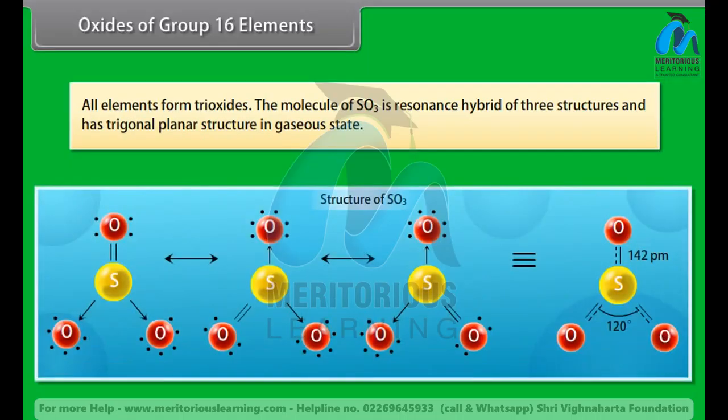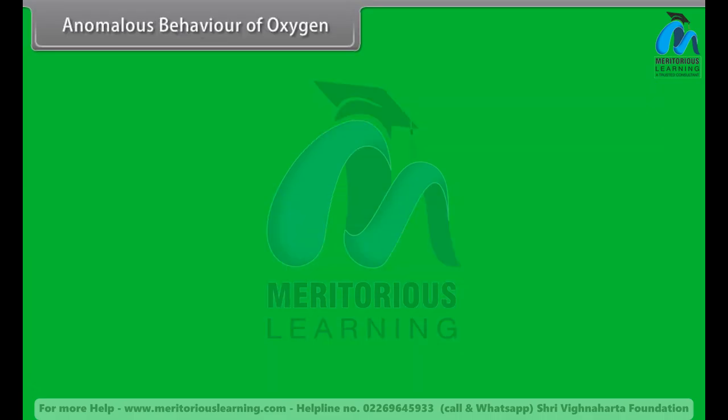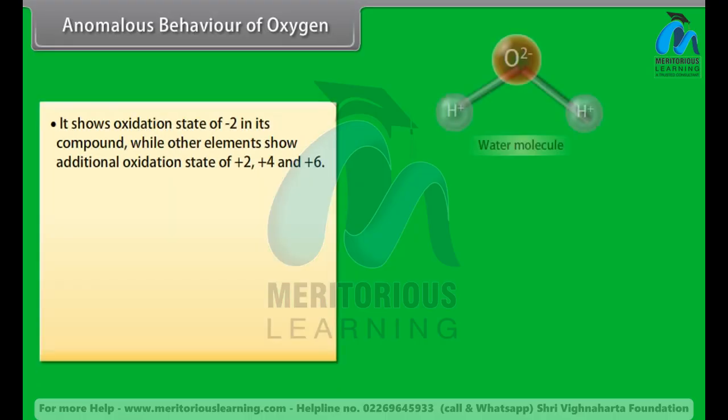All elements form trioxides. The molecule of SO3 is a resonance hybrid of 3 structures and has a trigonal planar structure in the gaseous state. Anomalous behavior of oxygen. Oxygen differs from the rest of the elements in the family in the following respects. It shows an oxidation state of -2 in its compounds, while other elements show additional oxidation states of +2, +4 and +6.